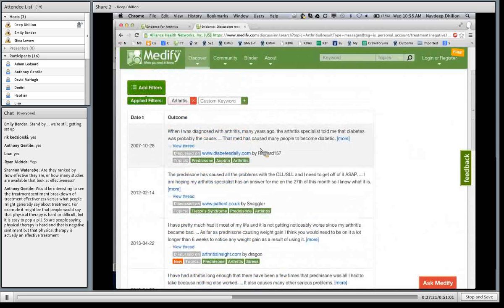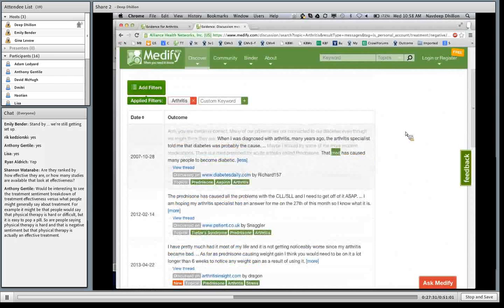But this first one here is classified as negative because the statement says the med has caused many people to become diabetic. This is interesting because nowhere in this sentence is the word prednisone mentioned. If you expand here, you can see that our anaphora resolution is linking the med to prednisone, stated in a prior sentence. I'll talk to you a little bit about the anaphora resolution approach in a moment.